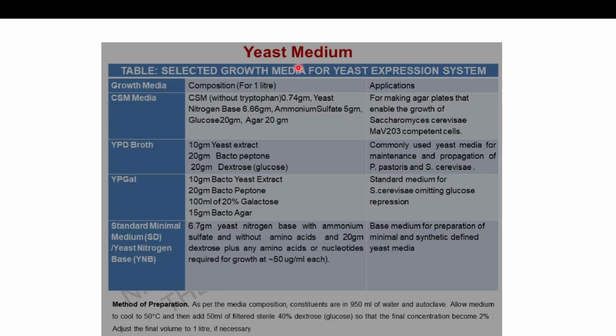Now, the previous table was about bacterial growth culture medium, and these are for yeast medium, for culturing yeast cells. So again, these are the names of the media, and these are the composition, what is actually found inside those culture mediums, and what are the applications. When do we use this particular type of medium? This is also in your lecture slides for the lecture videos.